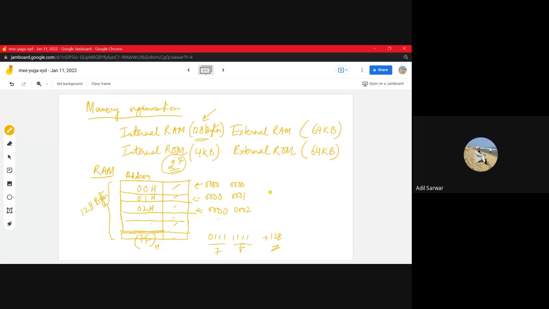Similarly, this was internal RAM. Now if I talk about internal ROM, let me again draw it in the same way.